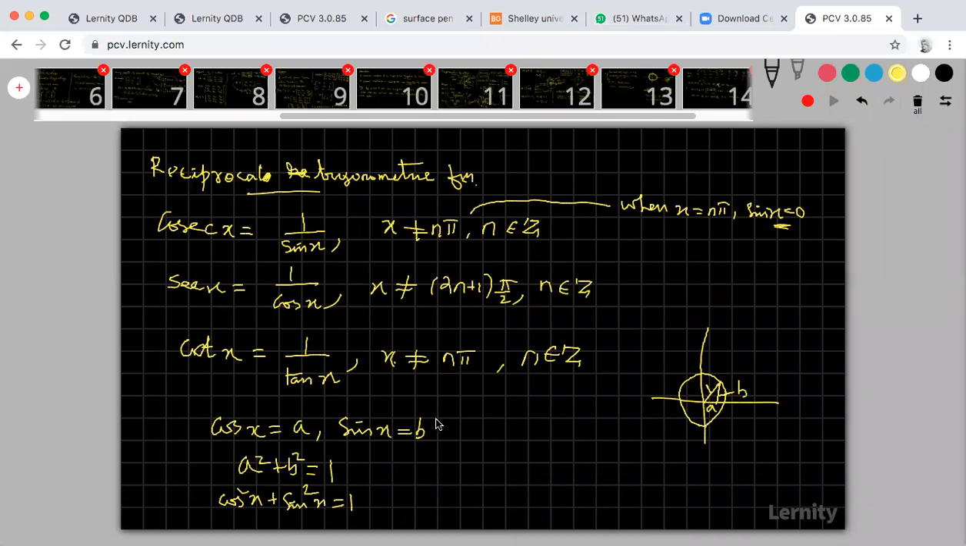Why are you writing it again, sir? It is already proved. Yes. So, if you divide this term by sin square, what happened? Divide by sin square.